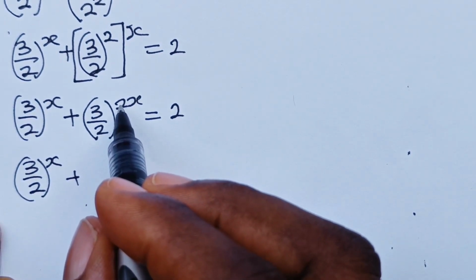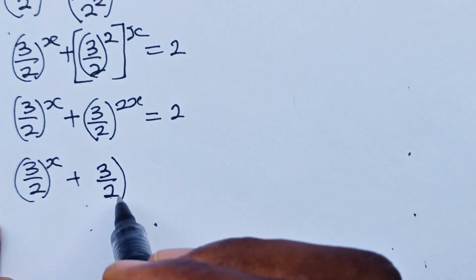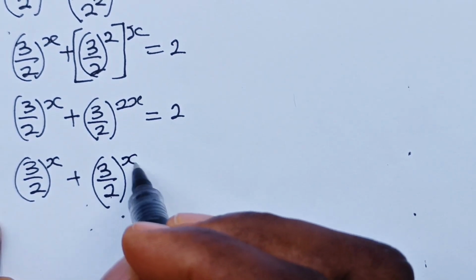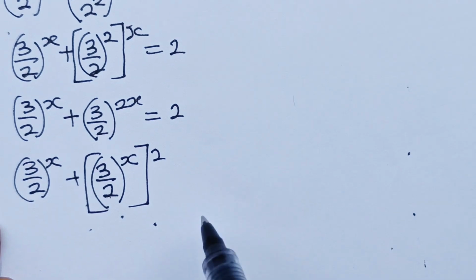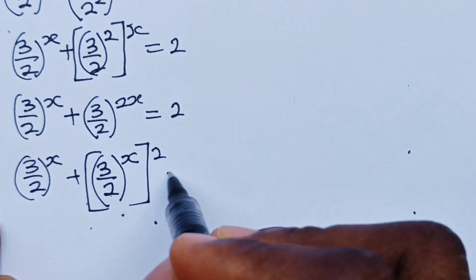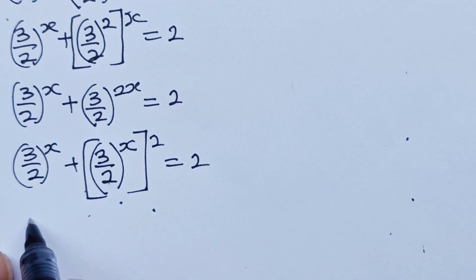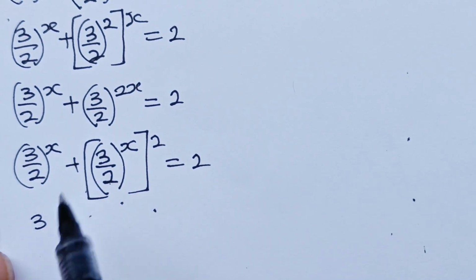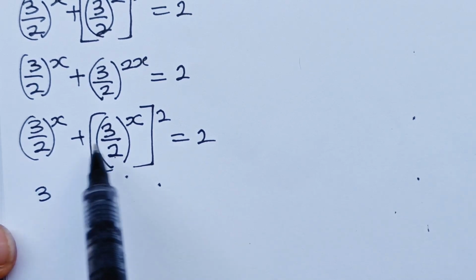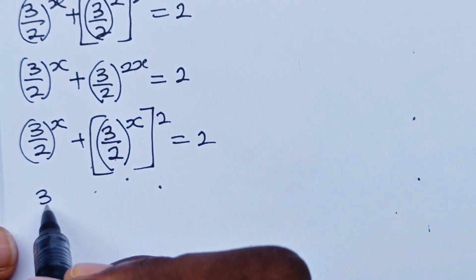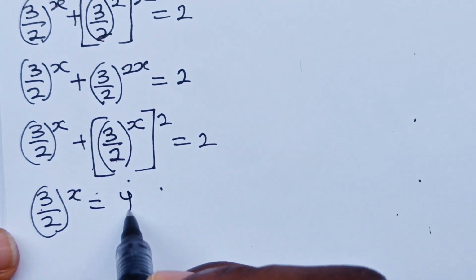Now we have 3 over 2 raised to the power of x plus, so I can bring this in. So I can write this as 3 over 2 raised to the power of x, everything raised to the power of 2, is equal to 2. Now look at what we have here. You can see that this and this are the same, so we can actually call it something. So we can say 3 over 2 to the power of x is equal to y.